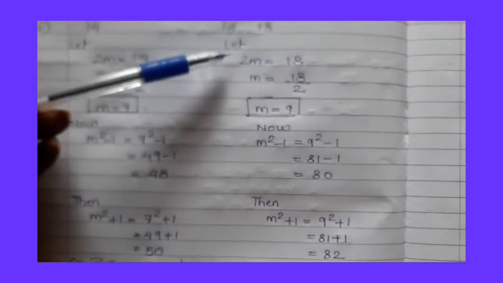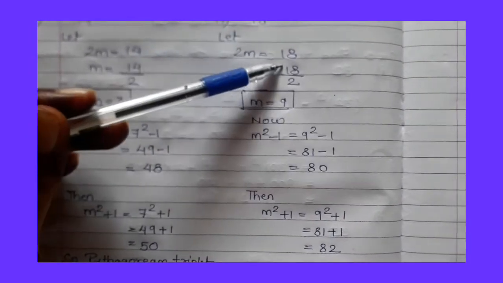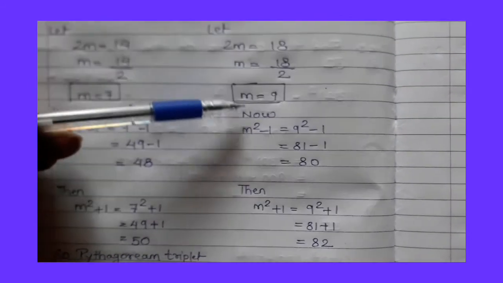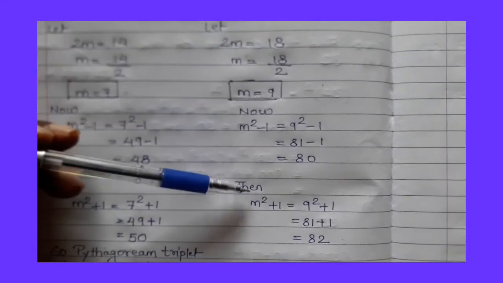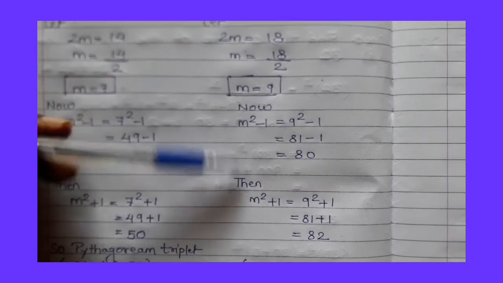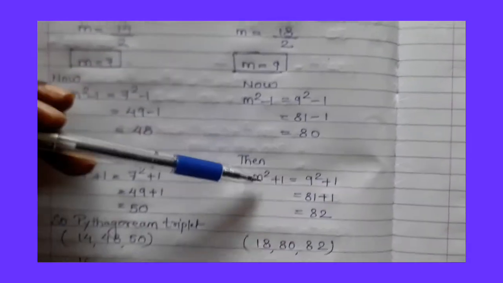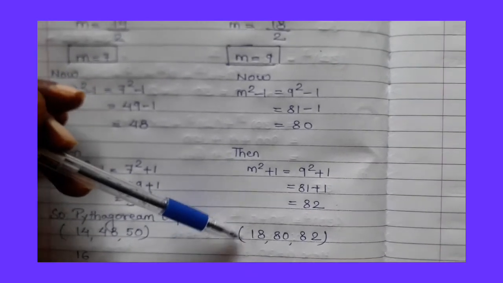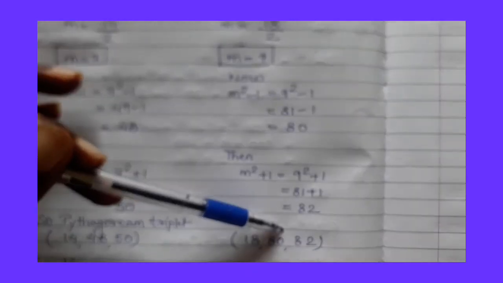Now last part 4 is 18. Again let us take 2m is equals to 18. So m is equals to 9. Then we'll find out m square minus 1 and then m square plus 1. m square minus 1 is 80 and m square plus 1 is 82. So our answer is 18, 80 and 82.